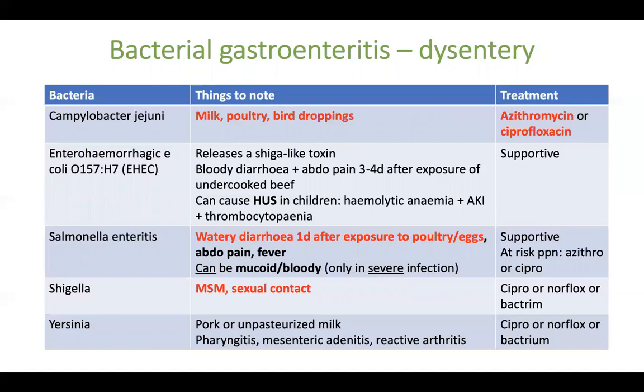Salmonella, obviously eggs and chicken, and watery diarrhea. More commonly it causes watery diarrhea, but it can cause dysentery. That's why it's in this list. Okay, so we'll go over a question on this later. And Shigella is more so with men who have sex with men in sexual contact, in our EMQs at least.